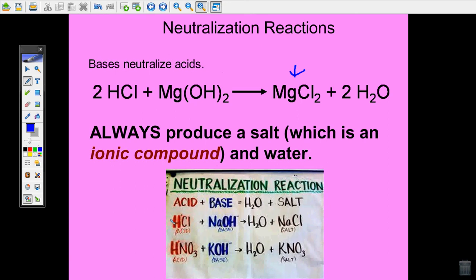So here we've got hydrochloric acid, which is an acid. Sodium hydroxide, a base, produces a salt, this is table salt, and water. Nitric acid and potassium hydroxide will yield water and a salt, and the salt is potassium nitrate. It's an ionic compound, so it's not just table salt, okay, an ionic compound and water.